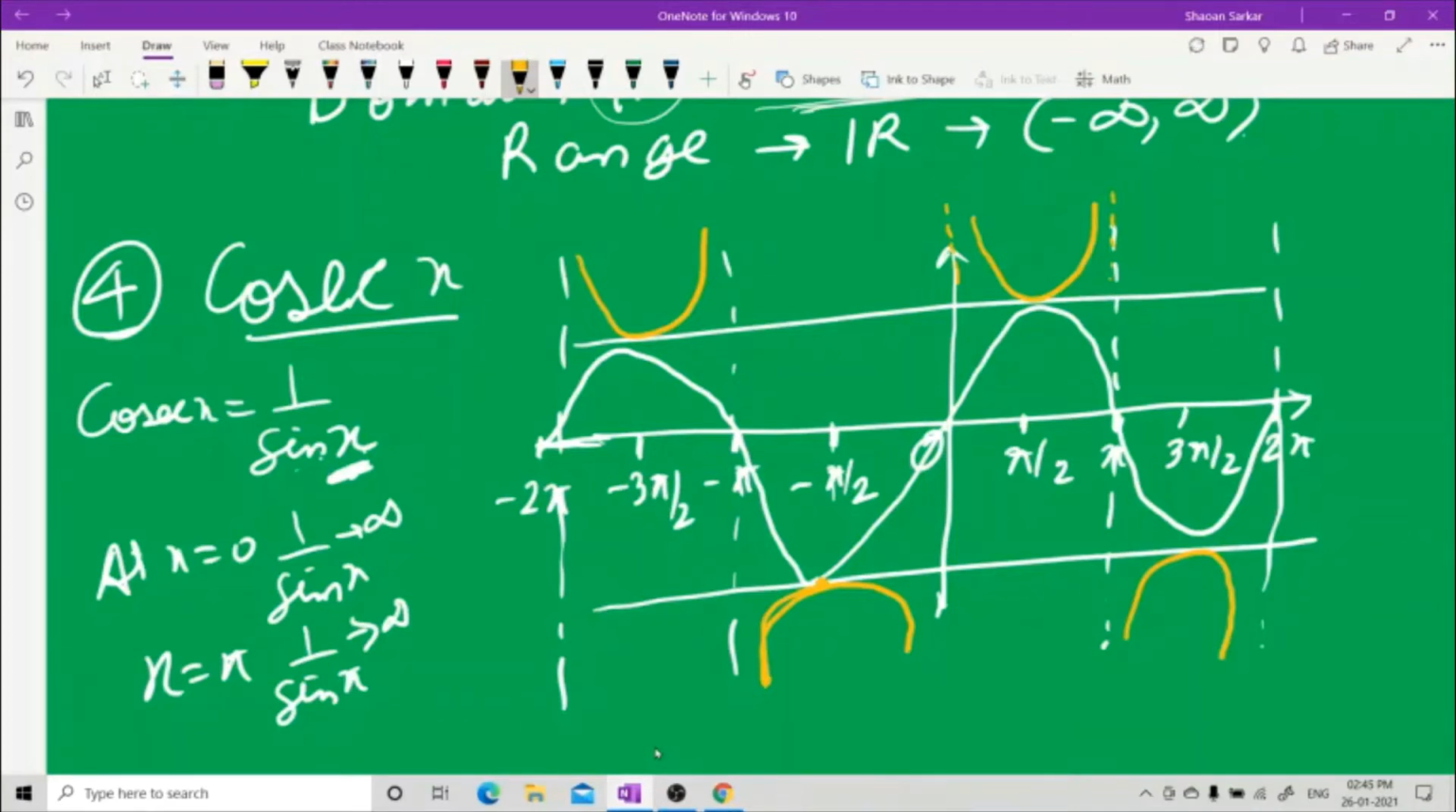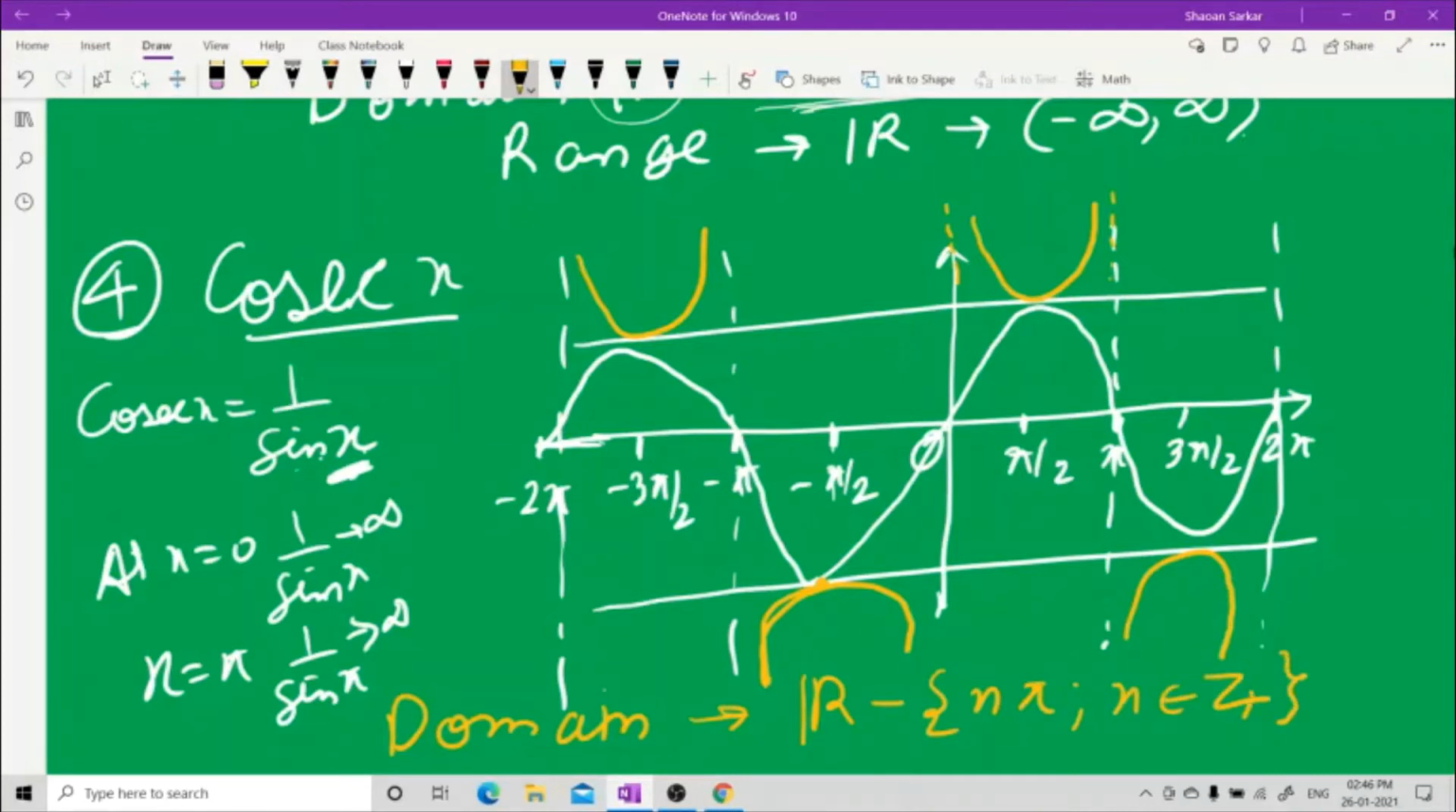This yellow color is the graph of cosec x, and now we are going to write down the domain and range of cosec x. From the domain, you will remove the points pi, minus pi, 2 pi, minus 2 pi, 3 pi, minus 3 pi. So let me write the domain in this color. The domain for this graph is the real line, from which you will remove the points n pi where n belongs to Z. This is the way it is.